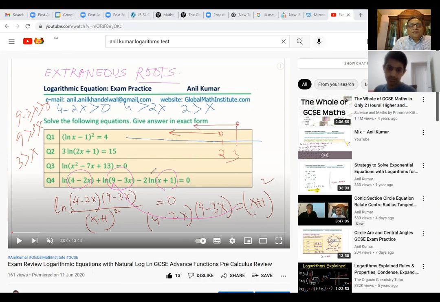Now the third part, x plus 1. X plus 1 greater than 0 means x is greater than minus 1. So this is minus 1 for me, and greater than minus 1 means all this, right? What is the common interval? That is the domain. So the domain of this function is between minus 1 and 2. Do you understand? So your answer can only be between minus 1 and 2. Other answers are extraneous.